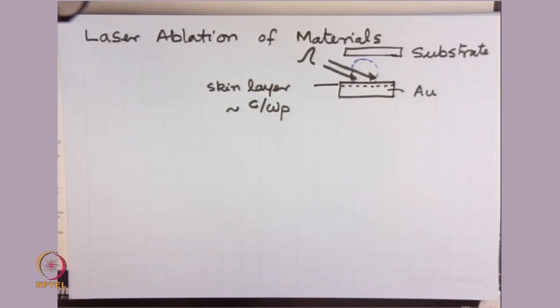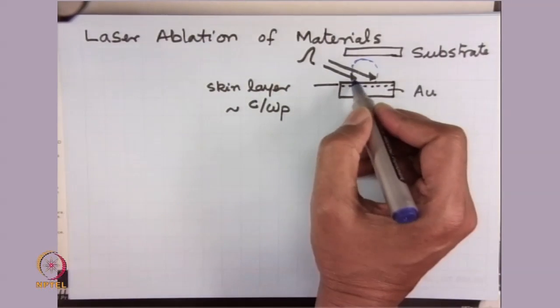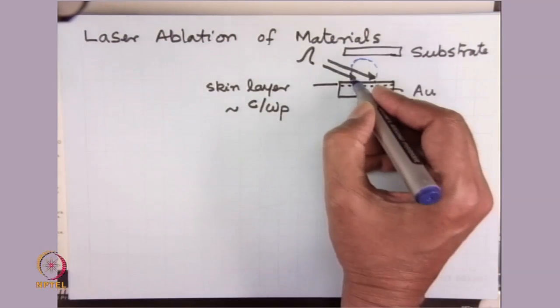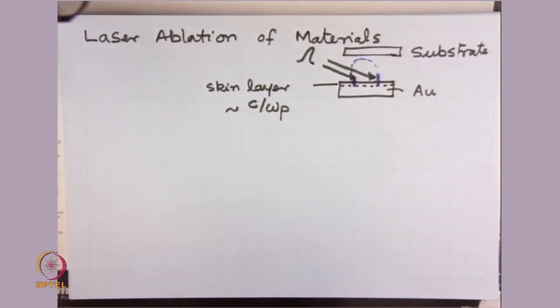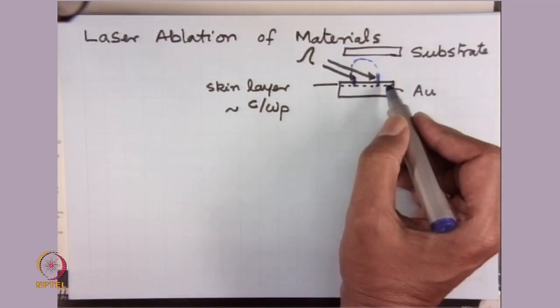Now, the thing is that if you are shining a laser, you are primarily using the heating only in this region where the laser spot is there. So, your heating is very localized in the horizontal plane of the gold surface.